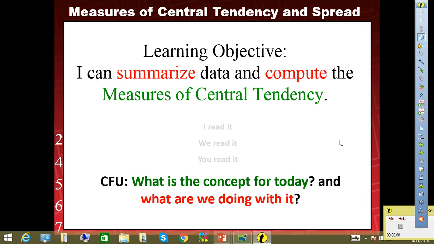Here we go. Our objective for today: I can summarize data and compute the measures of central tendency. Let's read together. 1, 2, 3. I can summarize data and compute the measures of central tendency.